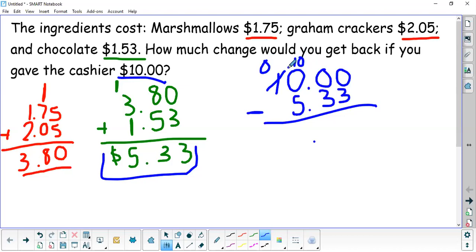And now that they're there, I can borrow. So I can regroup that. I'm going to take 10 tenths from my ones place, and I'm going to move them over to my tenths place. But I need 10 hundredths over here in order to regroup that. So I'm going to break that. That becomes a 9.